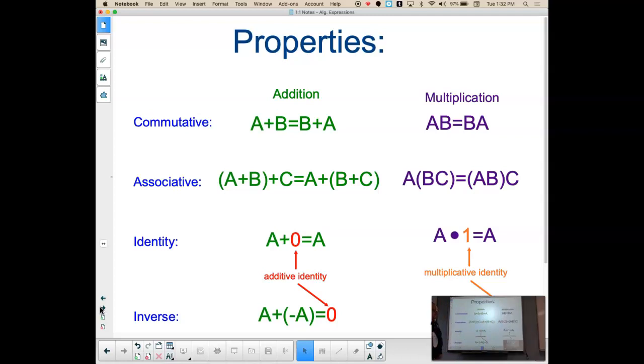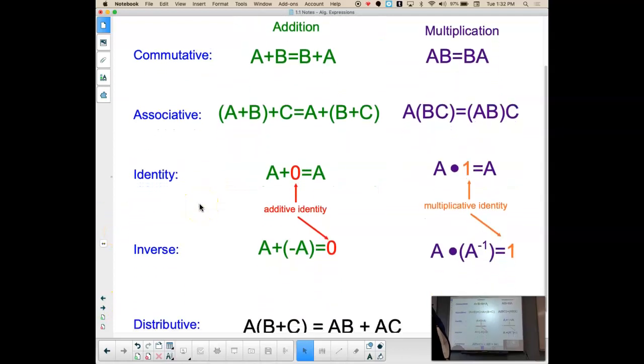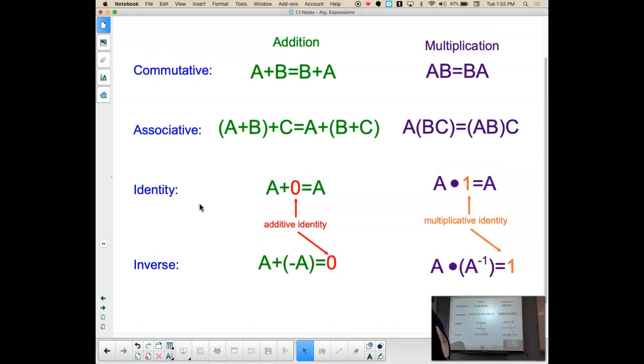The identity says that when you add the additive identity, nothing changes. So in this case, when you add 0, or subtract the additive identity, nothing happens. Multiply or divide by the multiplicative identity, nothing happens. Okay? Inverses get you back to the identity. When you multiply by the inverse, or when you add the inverse, it gets you back to the identity.